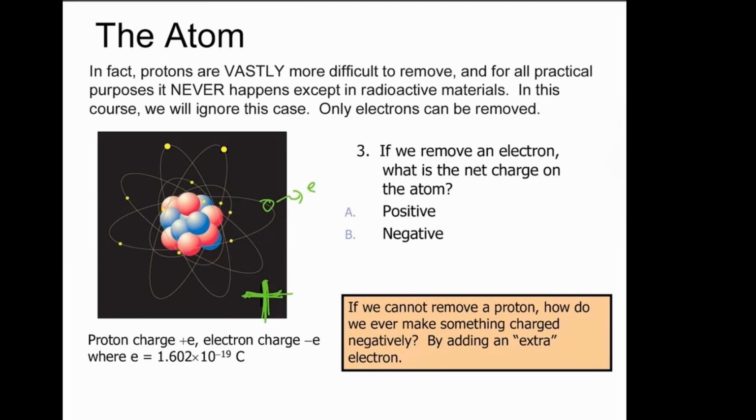So now, how to make it become negative? To make our atom become positive, we just remove electron. Can we remove proton? If we remove electron, it will become positive. If we cannot remove proton, how to make it charge negative? By adding extra electron from outside, our atom will become negative charge due to they have extra electron.